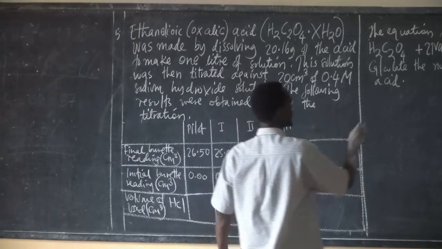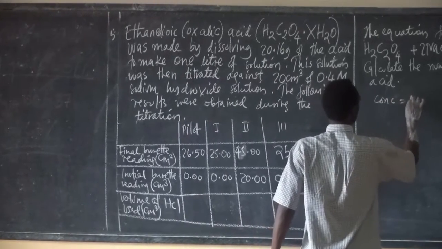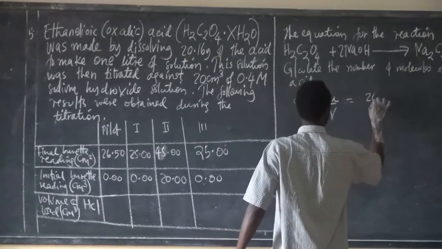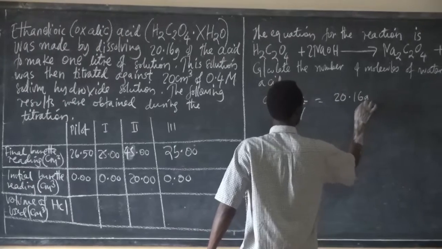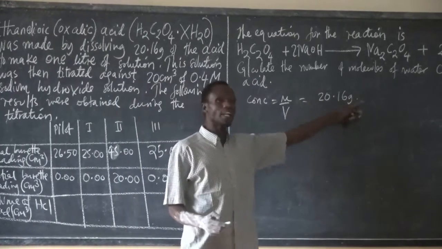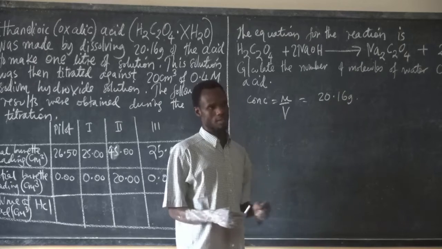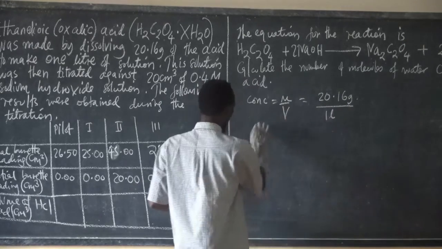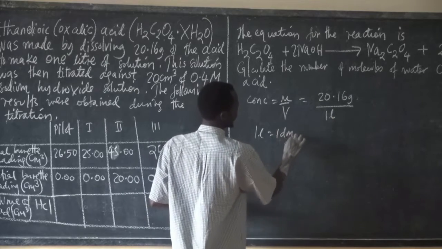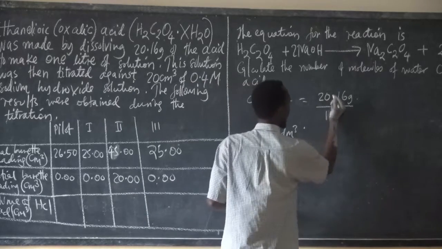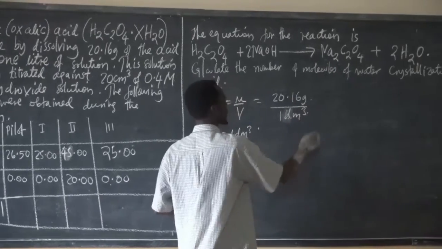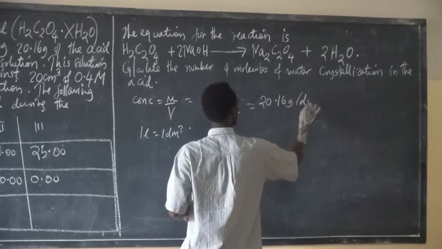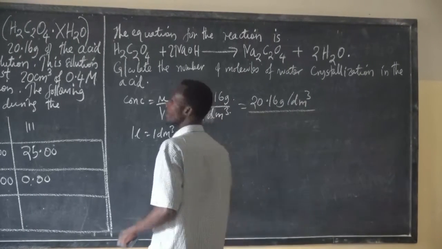Now the concentration is equal to mass over volume. Mass is equal to 20.16 grams. Volume is 1 liter. 1 liter is equal to 1 decimeter cubed. Now the concentration is equal to 20.16 grams per decimeter cubed. This is the concentration of the auxiliary acid.